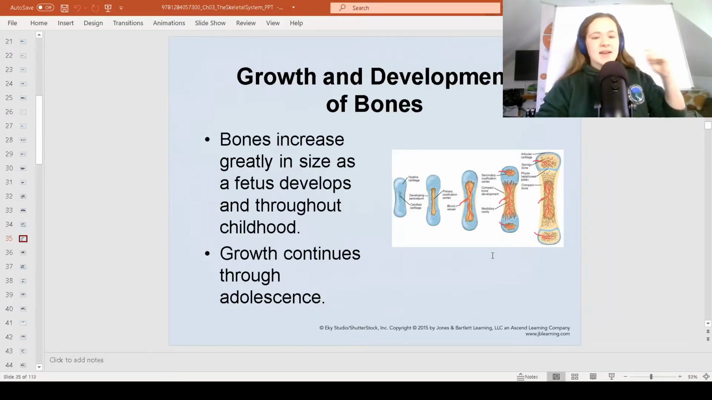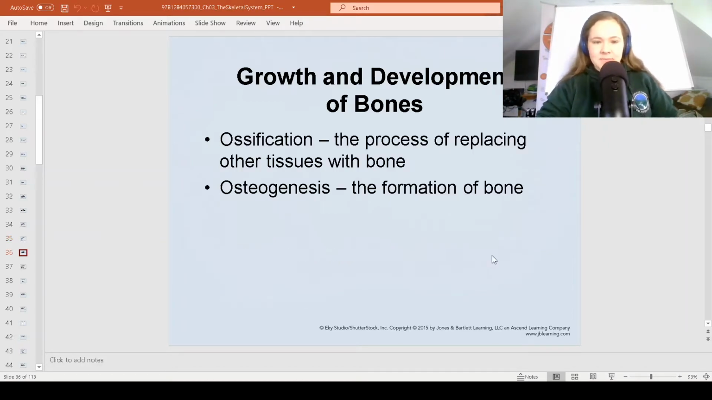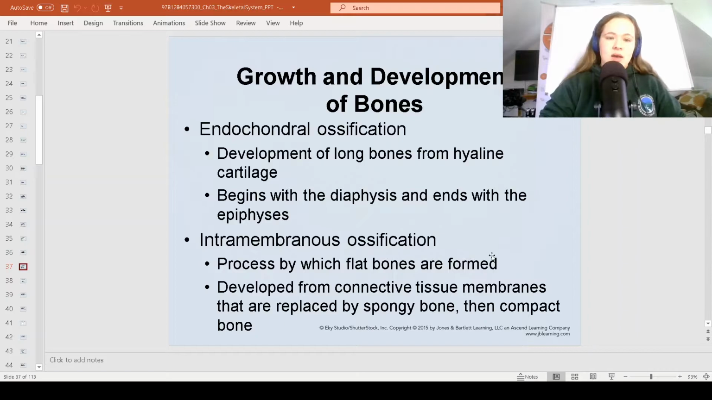Bones increase greatly in size as the fetus develops and throughout childhood. Growth continues through adolescence. Ossification is the process of replacing other tissues with bone. Usually this is the way it's done, but in some diseases or genetic malfunctions, this is sometimes not the case. Osteogenesis is the formation of bone. Endochondral ossification is the development of long bones from hyaline cartilage, and this begins with the diaphysis and proceeds to the epiphysis at the end.